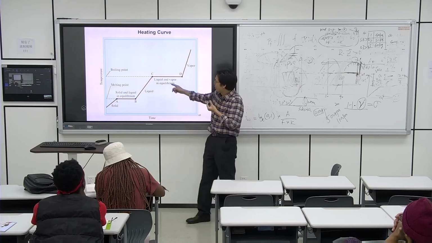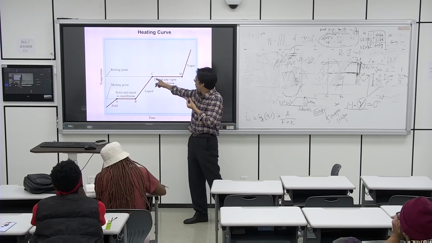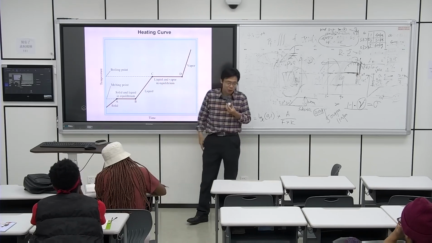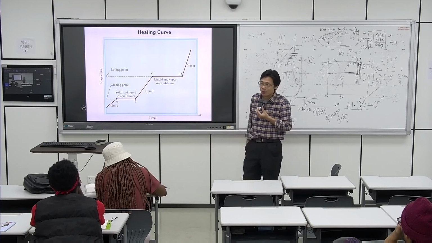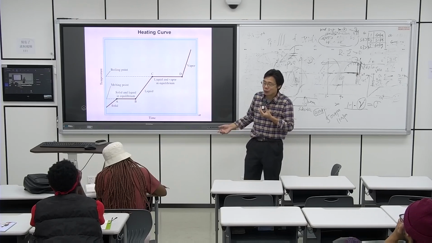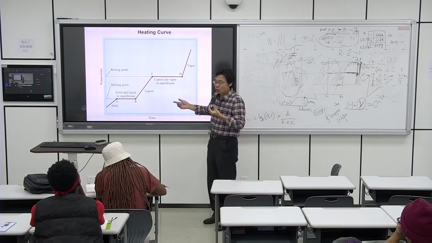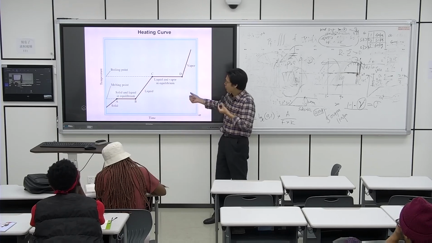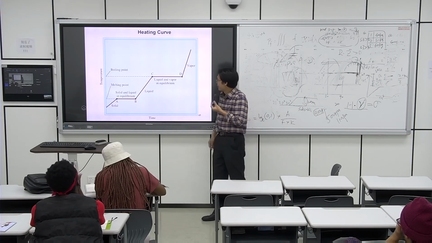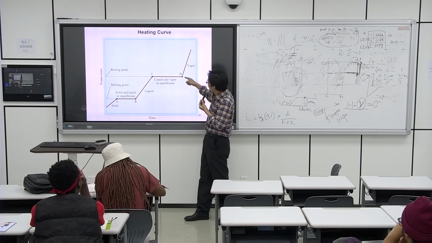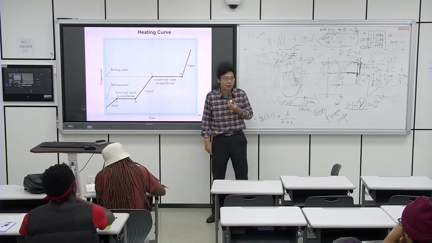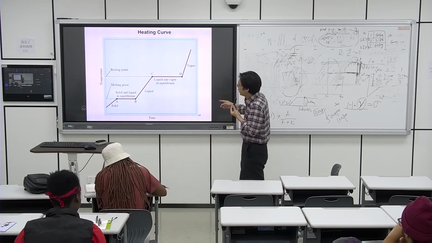So why, from C to D, does the temperature not change? Same reason. Because all the energy is used to change the liquid to gas, to vapor. So when all the substance has changed to vapor, the temperature increases again. So this is about the heating curve.